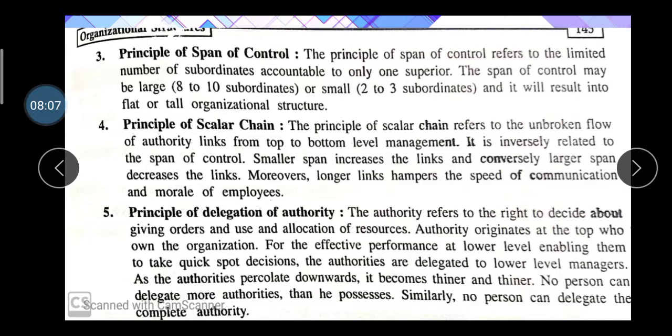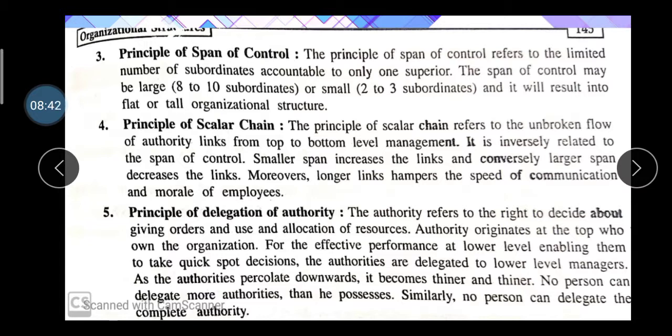If the superior has to take the responsibility of 8 to 10 subordinates, then it's called the tall organizational structure. And if one higher authority, one superior, only has to take the responsibility of 2 or 3 subordinates, then that is the flat span of control. So if the number of employees and subordinates are increased under one superior, then it creates the tall organizational structure, span of control.